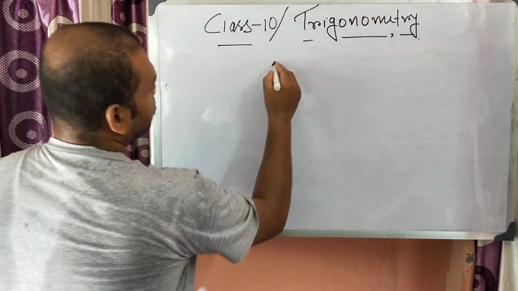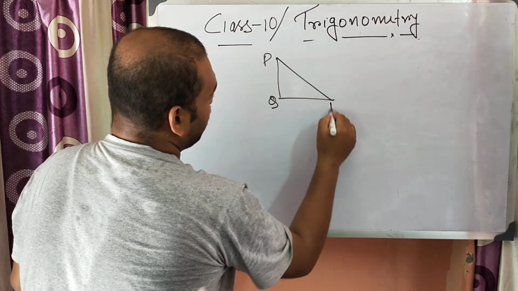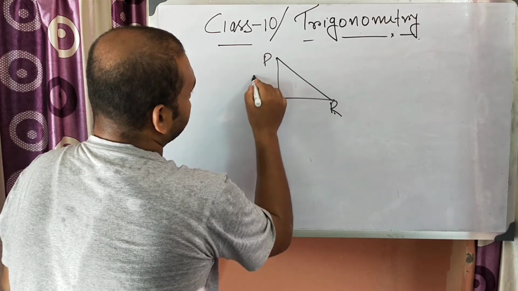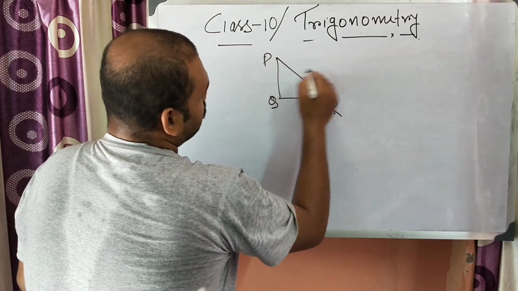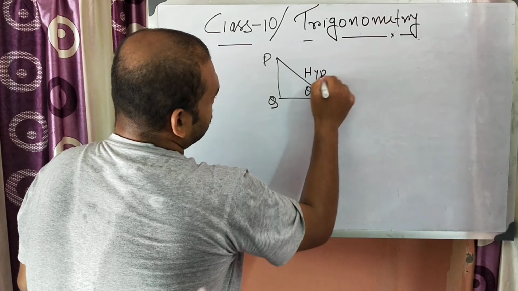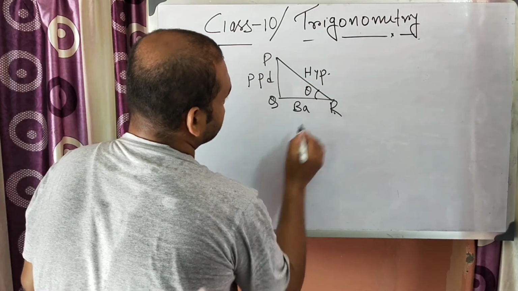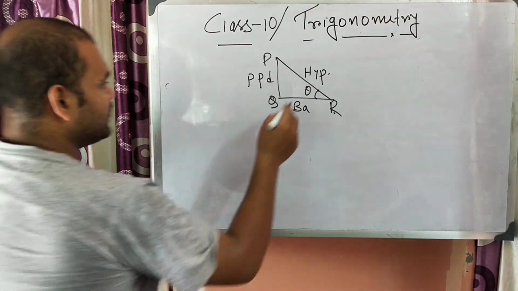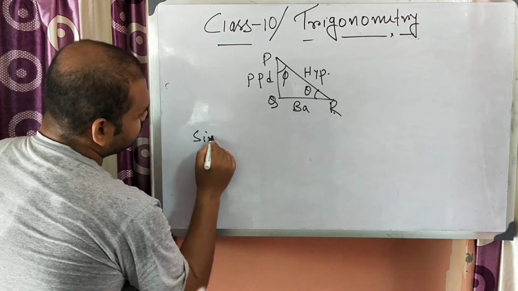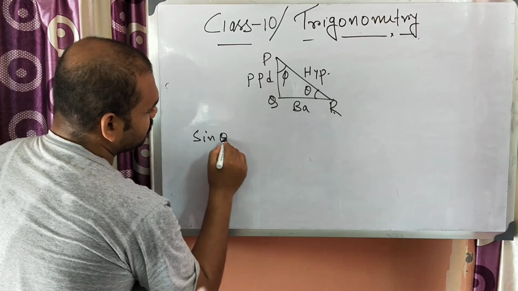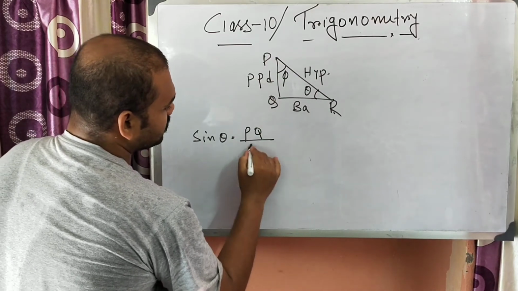So suppose this is the right angle triangle PQR. With respect to theta, this is the hypotenuse, this is the perpendicular, and this is the base. Now if this is theta and this is phi, then sin theta will be perpendicular by hypotenuse, so PQ by hypotenuse PR.